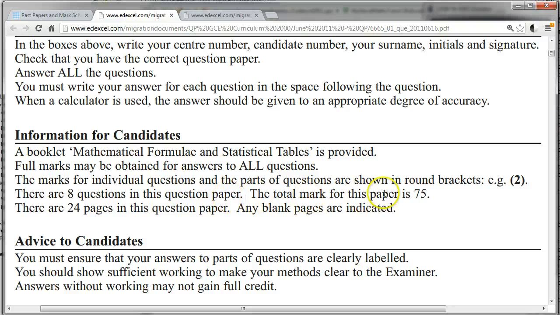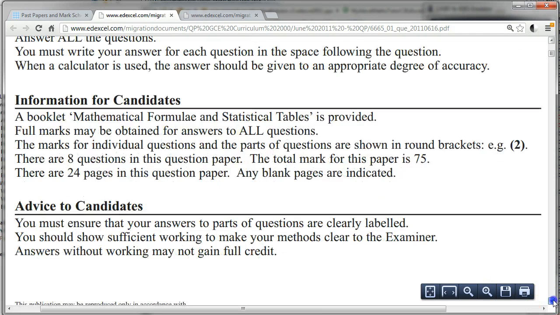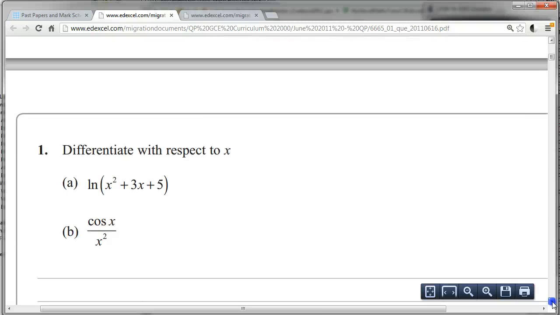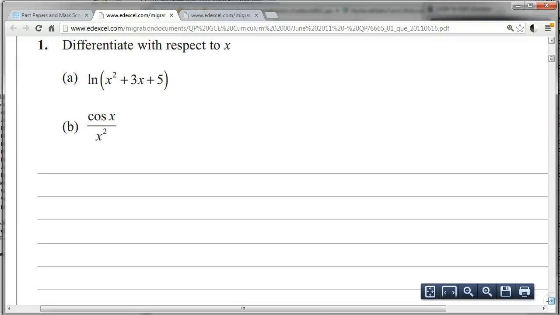There's 8 questions in this paper, totaling 75 marks, 24 pages as well, so plenty of room. Clearly label the questions, and show sufficient working so that the examiner, the marker, can clearly see what you're doing. So let's have a look at the first question then. We'll just scan through these questions.